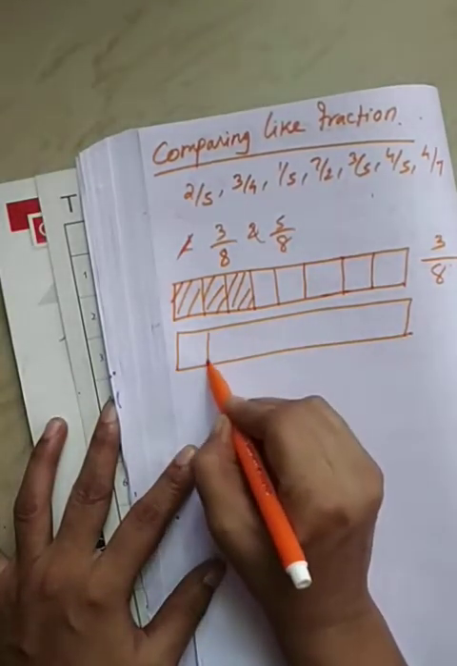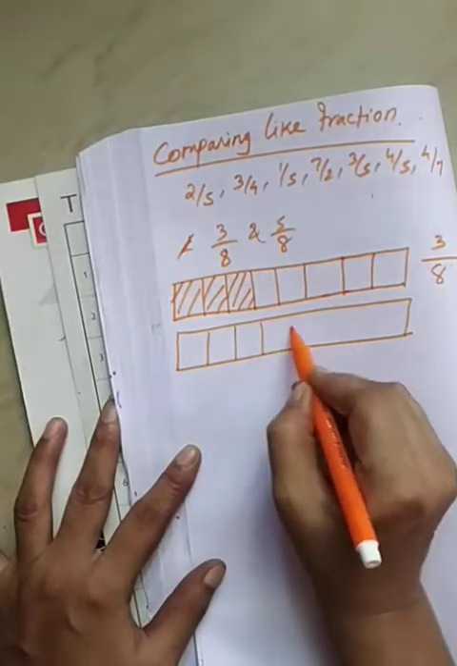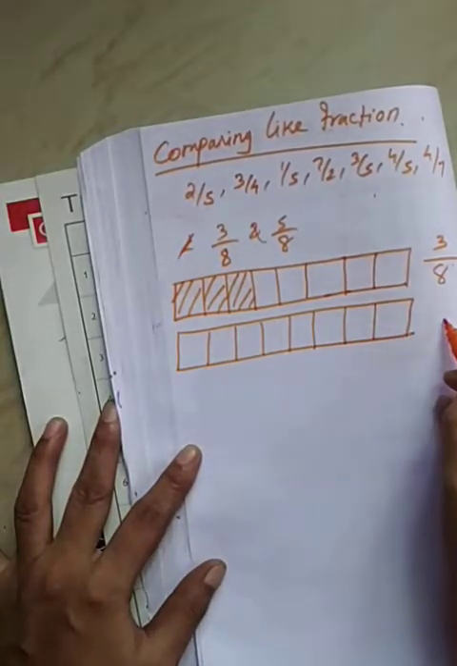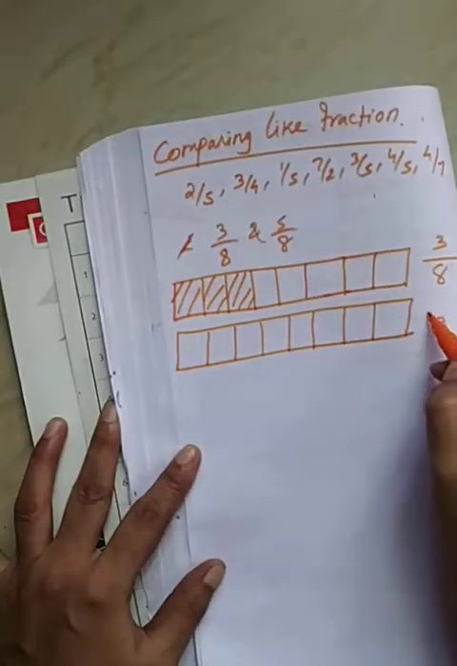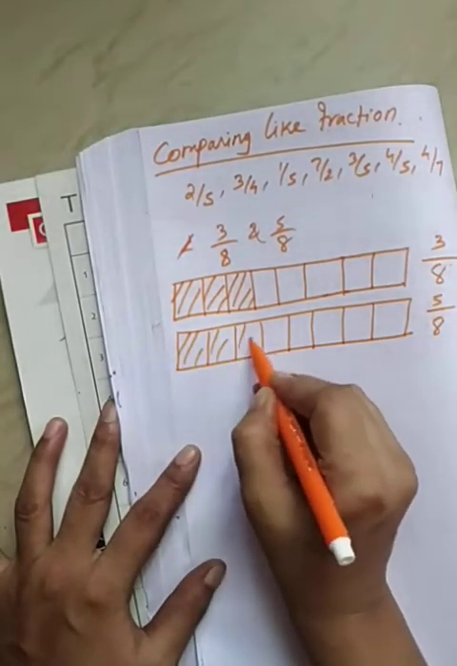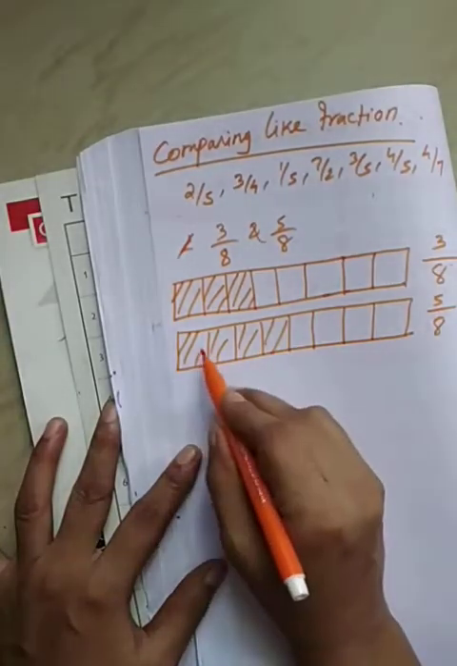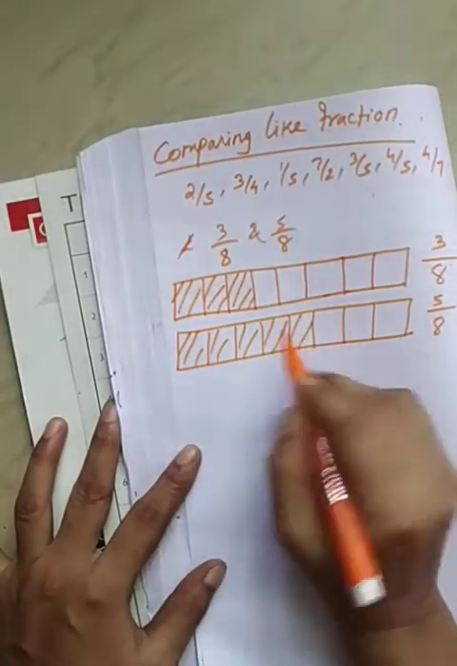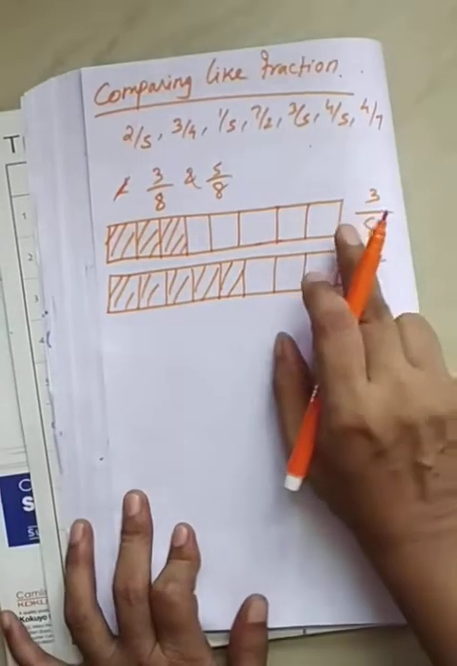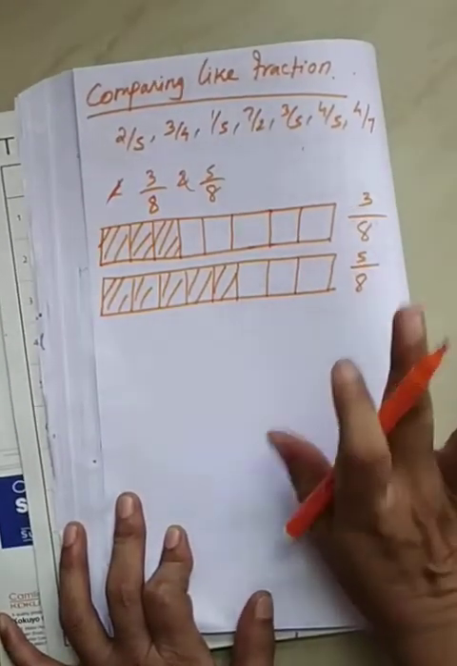The same diagram. 1, 2, 3, 4, 5, 6, 7, 8. Numerator value 5. So 1, 2, 3, 4, 5 parts I have to shade. Okay, this is 3 by 8. This one is 5 by 8.